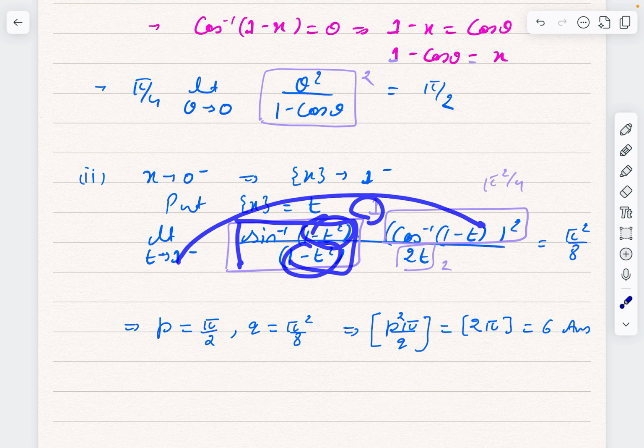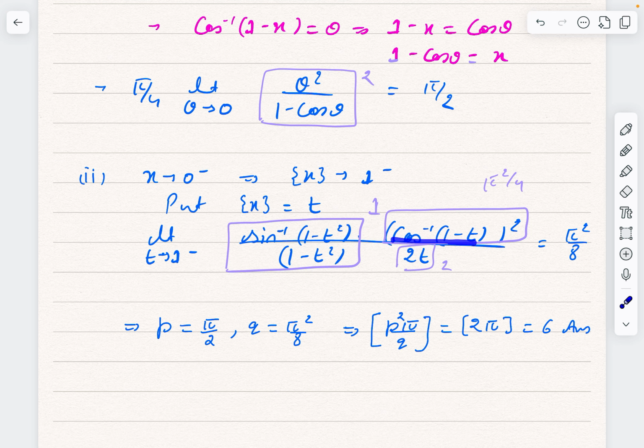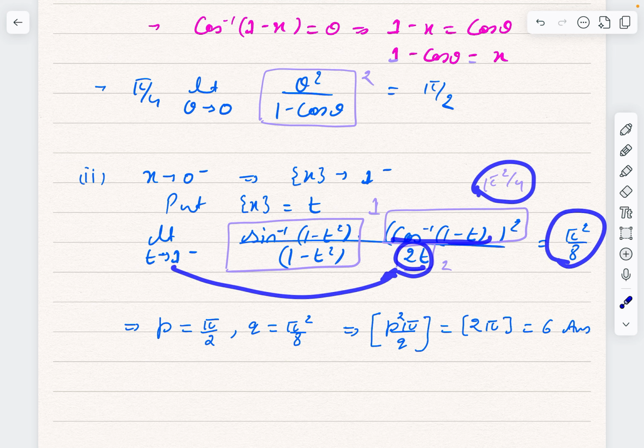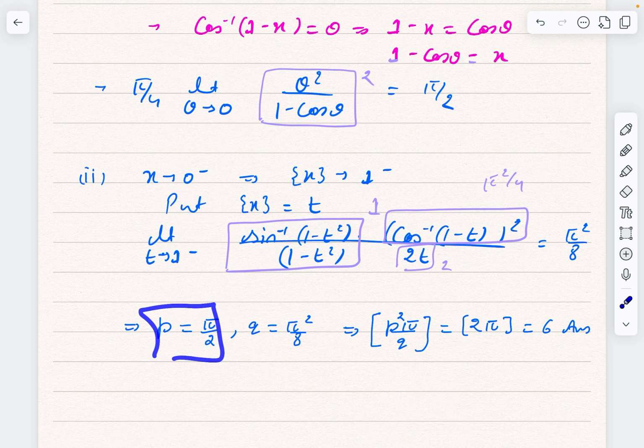And here if you put t as 1, you get cos inverse of 0, which will be pi by 2. So you get pi square by 4. Here you put t as 1, you get 2 only. So this will just be pi square by 8. So p is pi by 2, q is pi square by 8. When you put it here, you finally get the step of 2 pi, which will be 6.